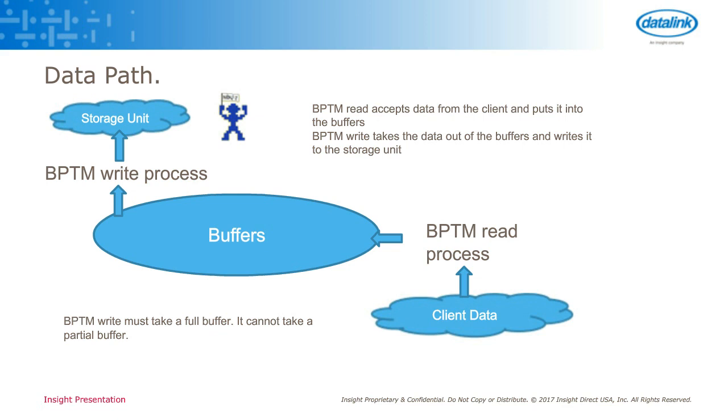It's important to note here that BPTM cannot take a partial buffer unless it's the last block of data. So if your buffer size is set to 1 megabyte, the BPTM process can't take 512K or 768K. It has to have a full 1 meg buffer before it can take that buffer and write it out to disk. The only exception is the last block of data from the backup, simply because it's not always going to be a full megabyte. So that's an important note.